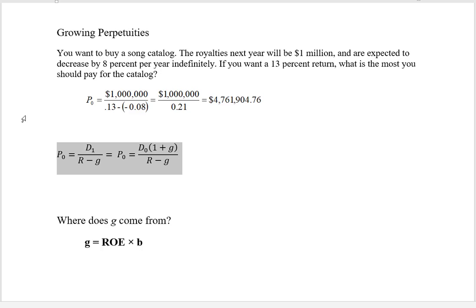We have a couple of conditions that have to be met in order to use this model. First of all, the stock has to pay a dividend. And second, the required return, or R, has to be greater than the growth rate. If those two constraints are not met, we cannot use this model. There are plenty of stocks that do not meet those criteria. Therefore, we have to value them in some other way.